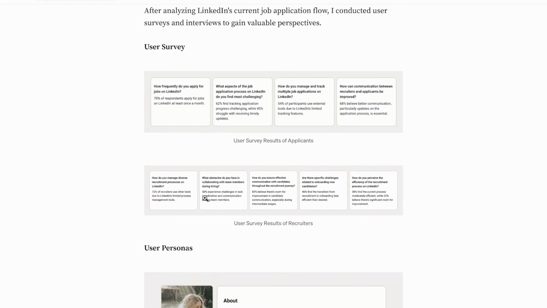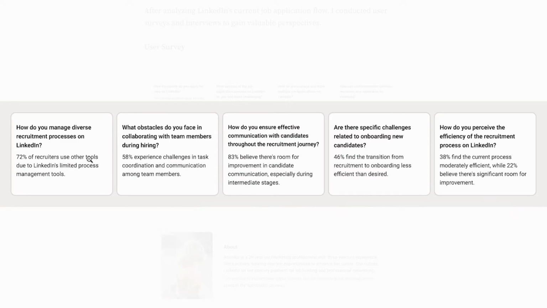Now we also have the survey from the recruiter, so let's read that. How do you manage diverse recruitment processes? Again, what does diverse recruitment processes mean? Give me an example, please. And the answer is, 72% use other tools due to LinkedIn's limited process management tools. So I'm assuming that in order to manage the recruitment processes on LinkedIn, recruiters use other tools. I think it sort of makes sense, but I'm not really convinced.